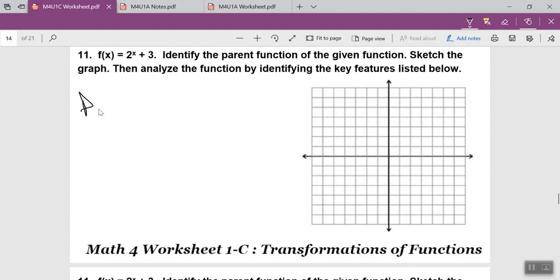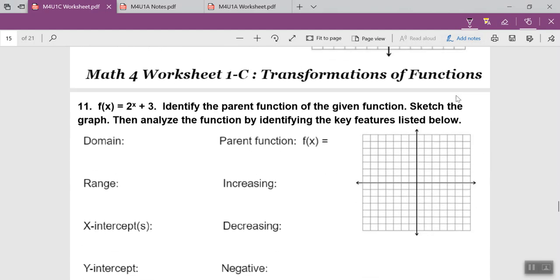Your parent is y equal, well, that's right, we're doing this in terms of f of x. f of x equals 2 to the x. So all this does is just moves it up 3. All right, now we're going to draw it on the next one.